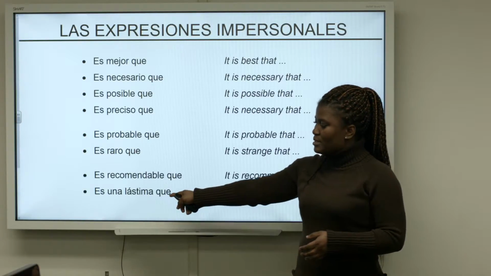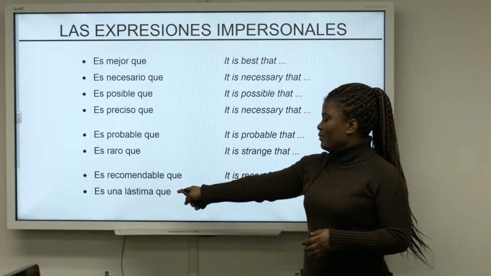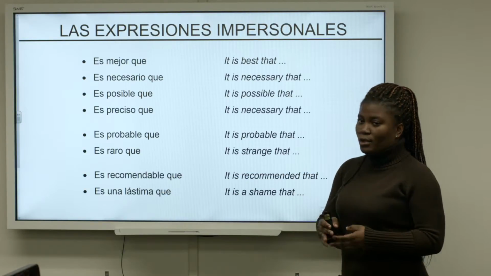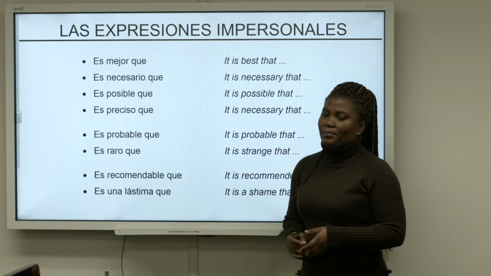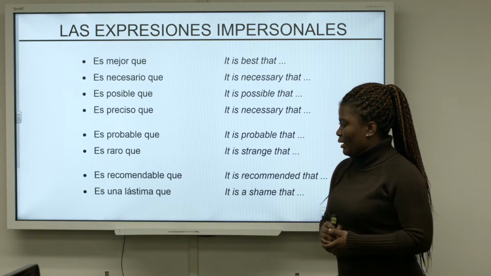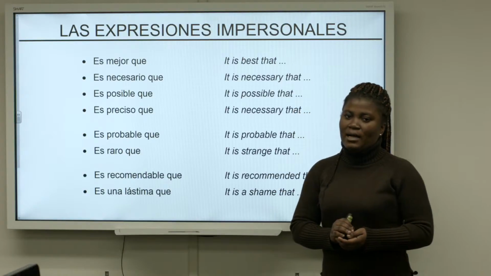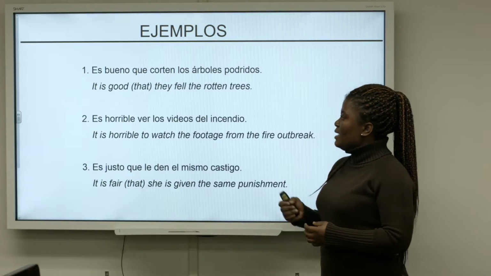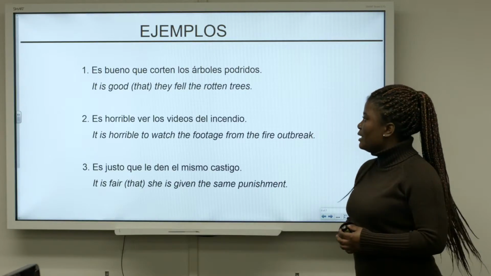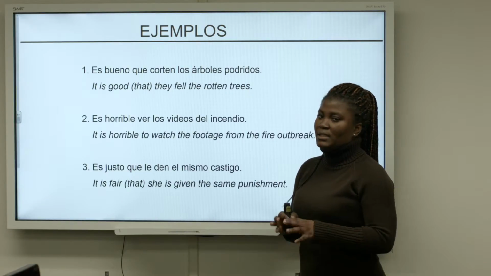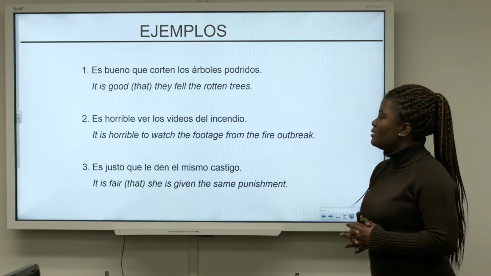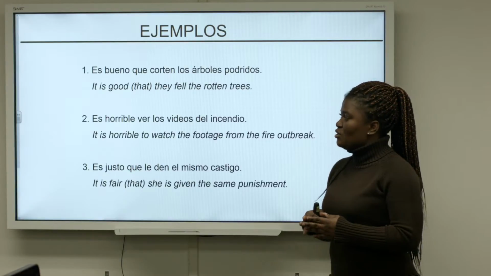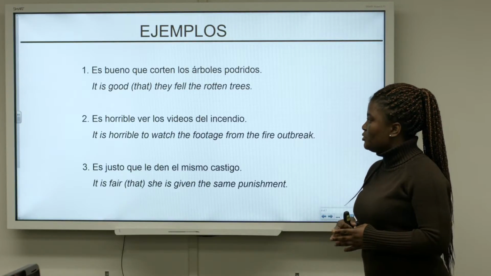So for the last one, we see that es goes with una lástima, which is not an adjective but a noun with an indefinite article, una. So for example, we have es bueno que corten los árboles podridos. In English, you may or may not use the that. It is good that they fell the rotten trees.